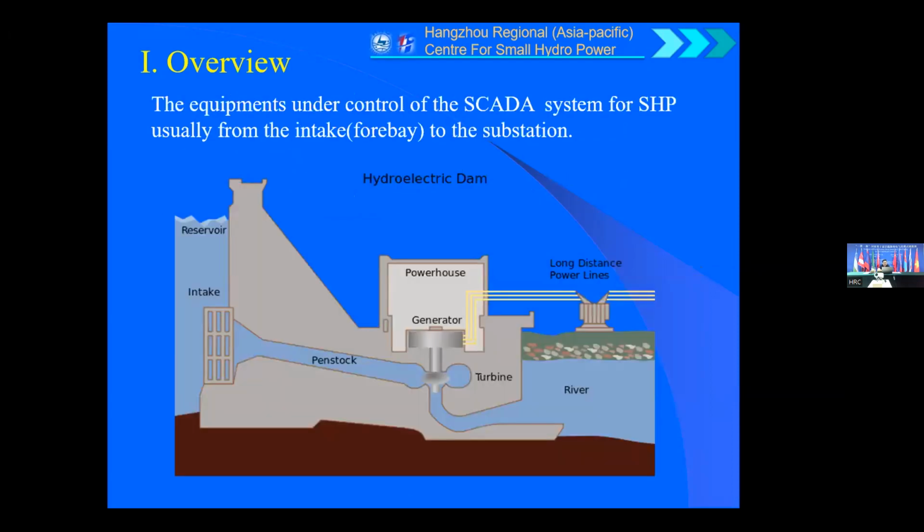Okay, for the SCADA system in the power stations, the equipment under control is from the forebay to the tailwater. In the forebay, we can measure and control the inlet gate. We can measure the water level of the forebay. And in the powerhouse, we can control the generator. We can control the turbine and so on. And in the power lines, we control the circuit breaker. And in the tailwater, we can measure the water level and control the gate.